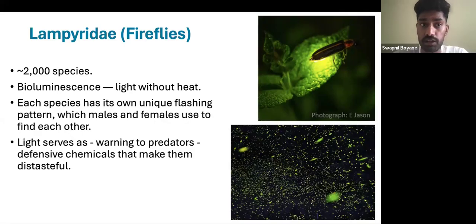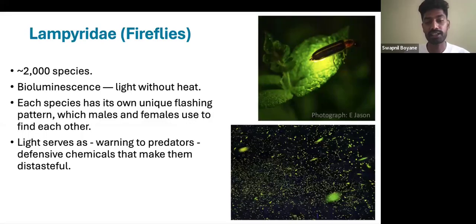The family of fireflies has nearly 2000 species. What makes them so interesting is the light they emit, the bioluminescence, and this is generated without any heat. It's a pure chemical reaction that creates this light. Another interesting factor about these beetles is that each species has its own unique flashing pattern. So imagine you lined up 2000 beetles, and each of them has a different flashing pattern.